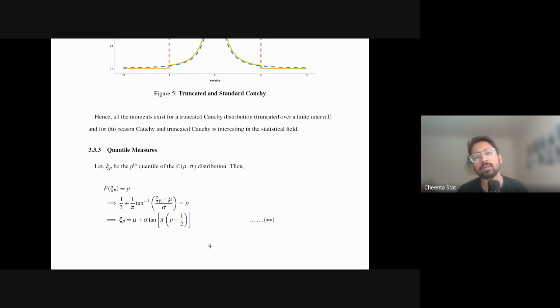So do you remember the quantile of the normal? Let me search for it. Why I'm taking the normal is that, as Anik has mentioned, the Cauchy distribution was built as a better error distribution, extending the normal for heavy tails. So for the normal distribution, let's see the quantile.